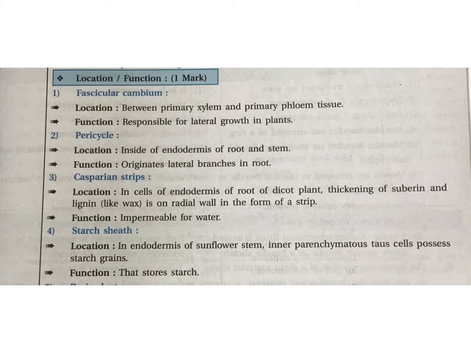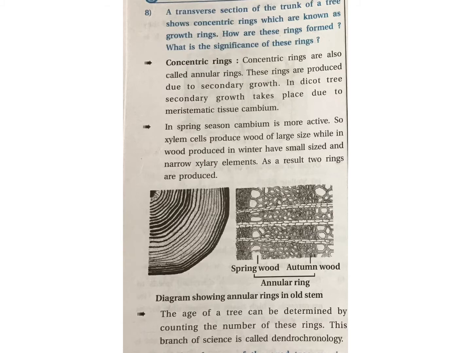Then this slide, it will show you the location or function of these terms like fascicular cambium, pericycle, Casparian strip, and so on. Now this slide will show you a transverse section of trunk of a tree shows concentric rings which are known as growth rings. How are these rings formed? What is the significance of these rings? So this question is regarding the secondary growth, and accordingly the age of a tree can also be calculated. So in diagrammatic form, the annual rings in old stem, it is in detail given. So you can refer this question accordingly.